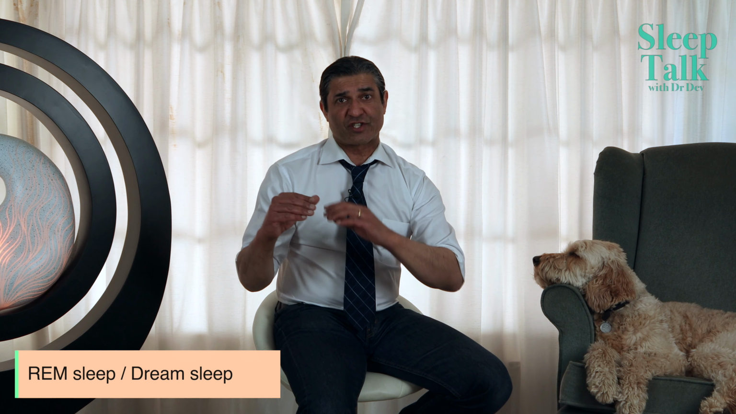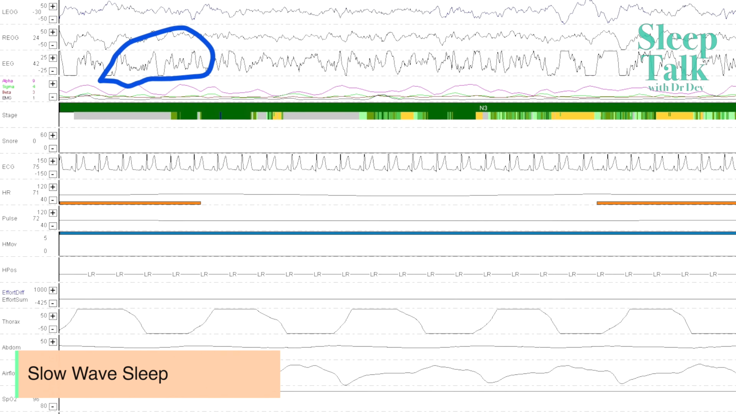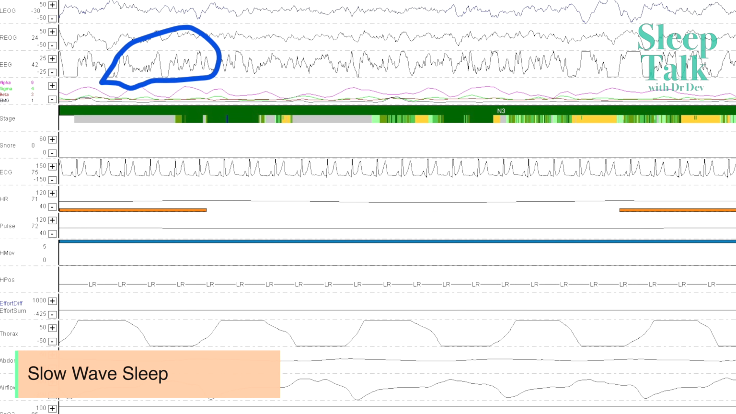Now, there's 2 phases of sleep. One is REM sleep, or rapid eye movement sleep, and this is the time when we dream. And then there's non-dream sleep, or non-REM sleep. And this is the part of sleep when people sleepwalk. They tend to sleepwalk in a phase of non-REM sleep called slow wave sleep. And this is where the brain waves, or the EEG, look like this slow waving pattern.